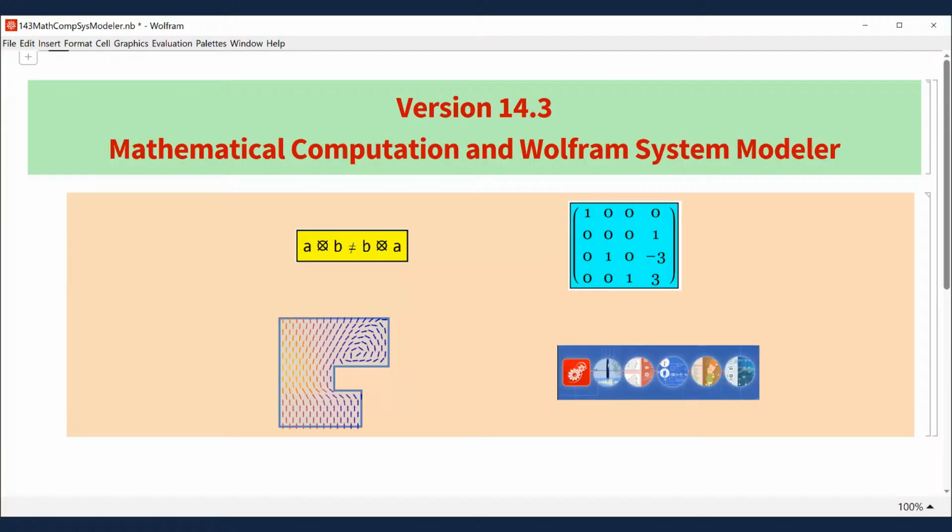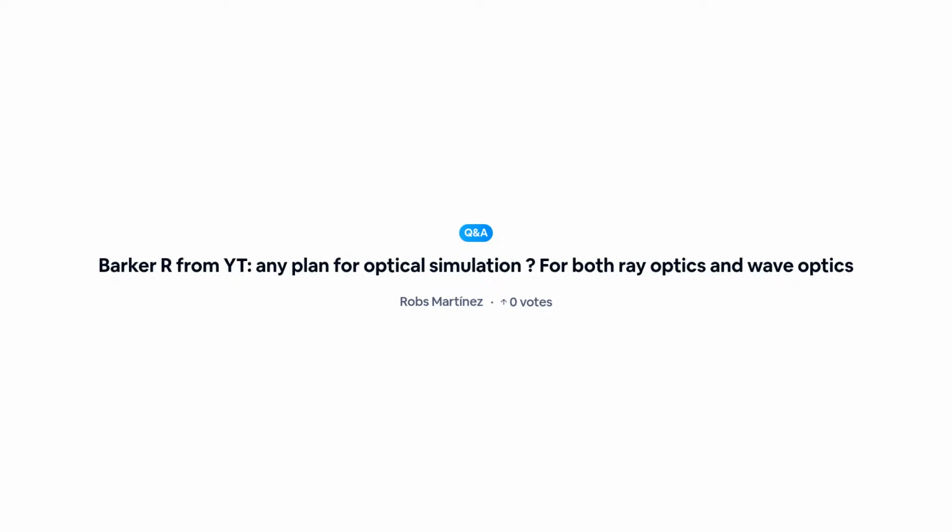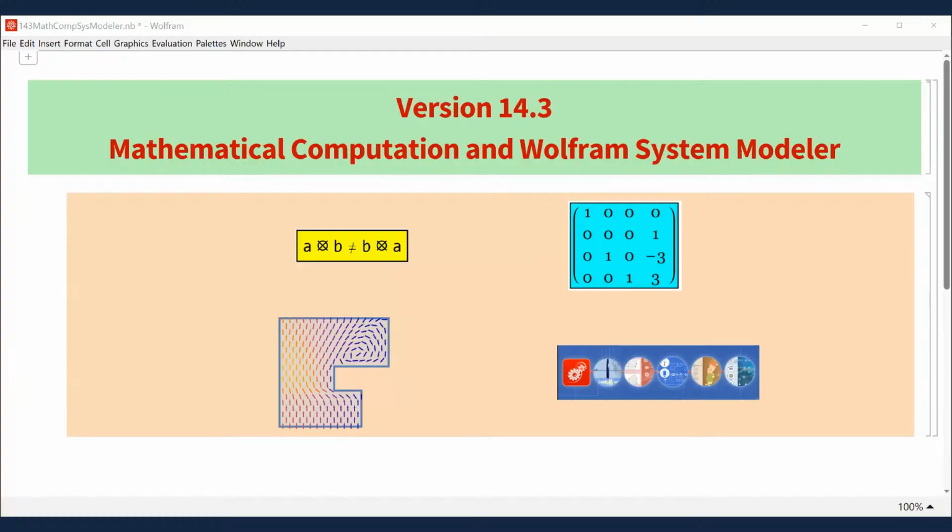Okay, sure, of course. Let me see. So from YouTube, any plan for optical simulation? I think that's something people have asked about. We've had something from early on. I remember a long time ago we had Optica. I'll pass it along to the right people unless Oliver or Ankit wants to answer that.